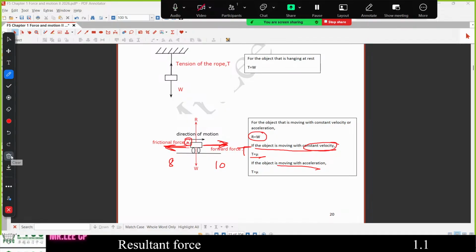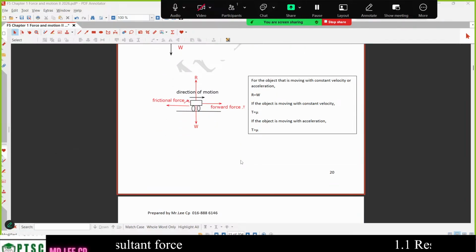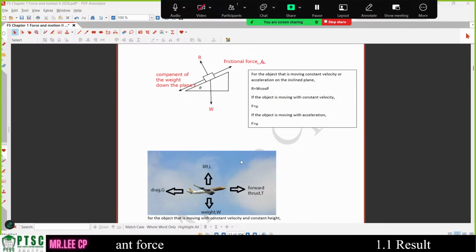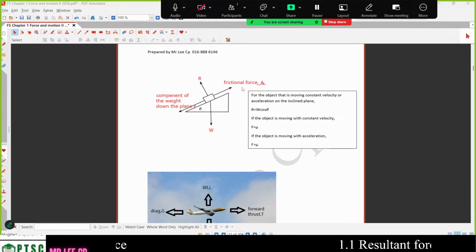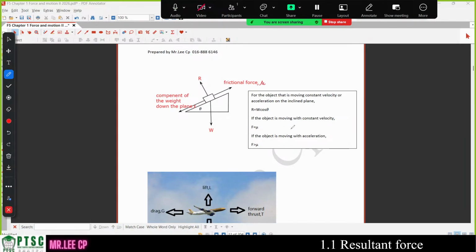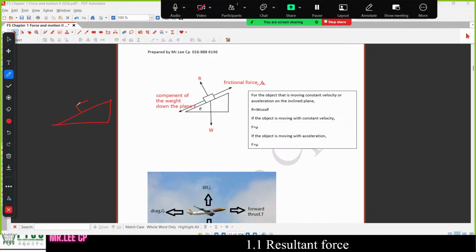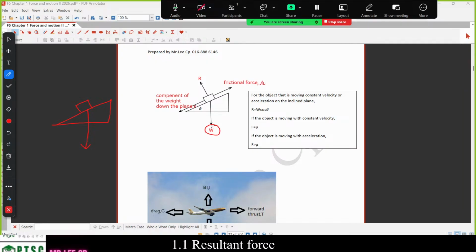Now the third case, the last case, is the object that is 1, 2, 3, 4. This one is the extension of the fourth case, right? Here. Now you have an inclined plane. This is your inclined plane. The object stays on the inclined plane. The weight is always going downward. You don't need to draw. I have drawn it already for you.